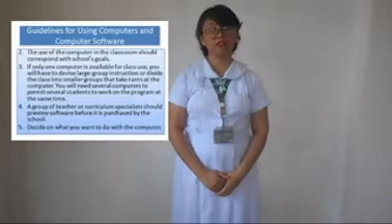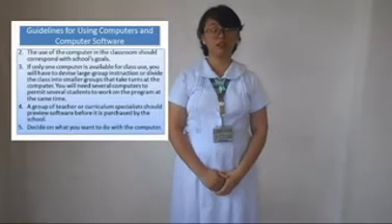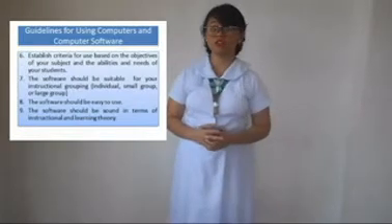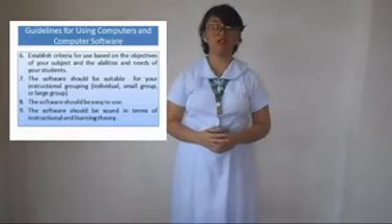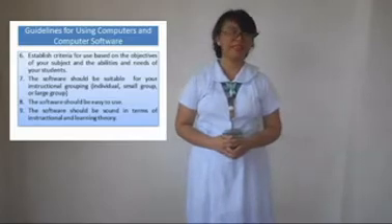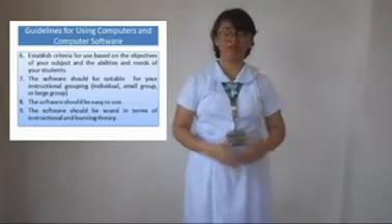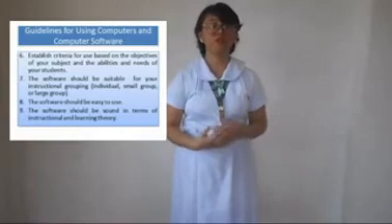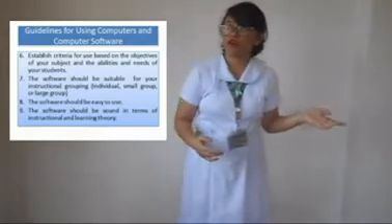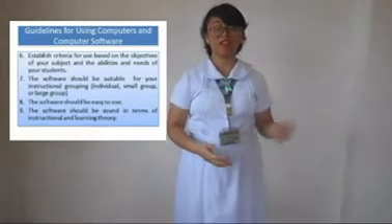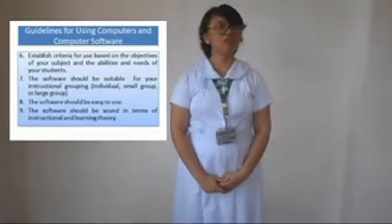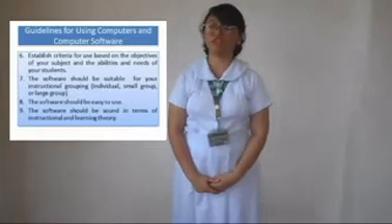Number 5, decide on what you want to do with the computer. Number 6, establish criteria for use based on the objectives of your subject and the abilities and needs of your students. Number 7, software should be suitable for your instructional grouping, such as individual, small group, and or large group. Number 8, the software should be easy to use. Number 9, the software should be sound in terms of instructional and learning theory.